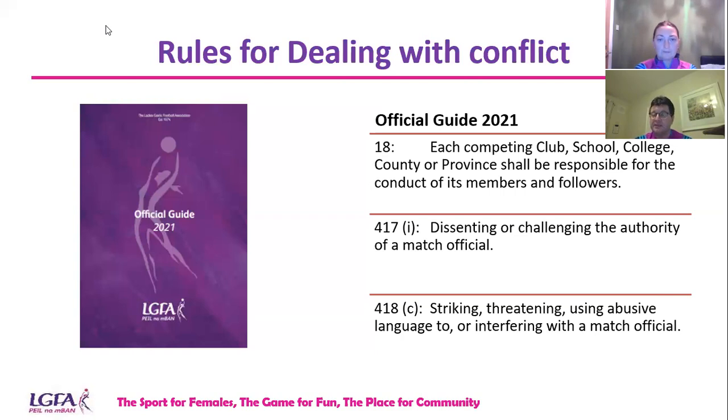Then again, we have dissenting or challenging the authority of a match official. That's a yellow card. Striking, threatening, using abusive language to or interfering with a match official is a red card. And if you do have to use these sanctions, please report word for word what happened. Just don't say number 7 struck my umpire with his fist, or her fist or whatever. Say exactly what actually happened. Word for word is much more detail. With as much detail as possible, CODA can deal with it and stop it happening again, because that's what we want. We want the clubs to have a deterrent so it doesn't happen again with another club or with another referee.